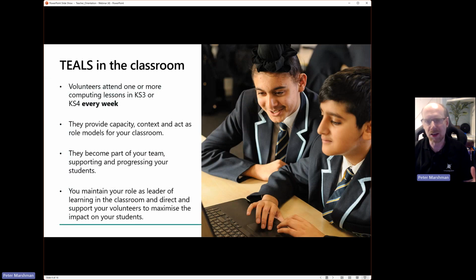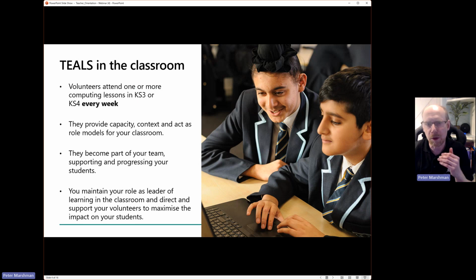So to unpack TEALS a little bit about what it looks like on the ground, effectively you have one or more volunteers. They will be connected to your computing department, where they will join a Key Stage 3 or a Key Stage 4 lesson every week. It will be the same class every week for the academic year, which really ensures that the students in your classroom build relationships with your wider TEALS team, including a volunteer. If you have a two-week timetable, then this might not be the same class every week, but it might be the same class every other week, rotating between two groups.